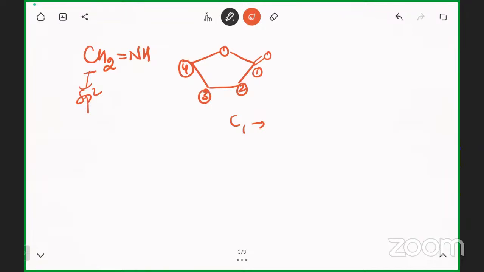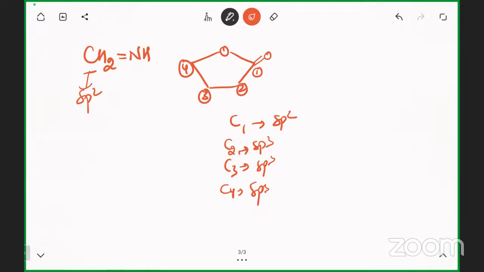See, double bond O is present. Double bond, sp2, sir. So Carbon 2, second carbon sp3, sir. sp3. Third carbon sp3, again sp3. Fourth carbon sp3. So this is basic.